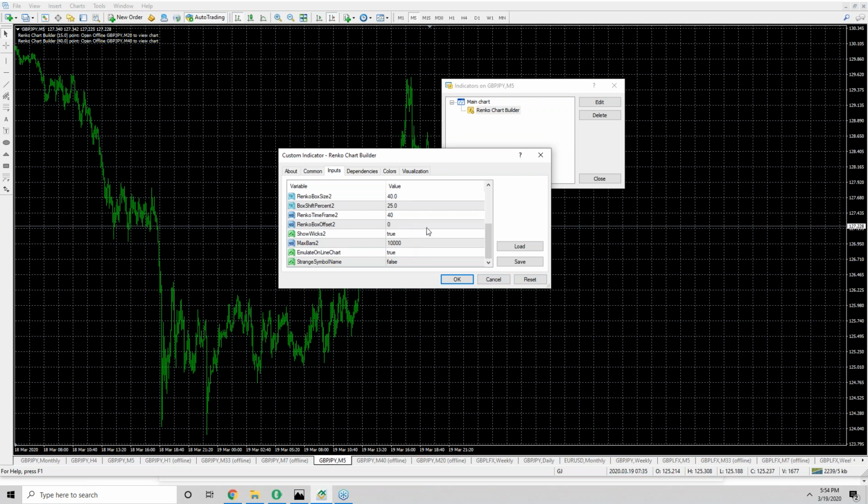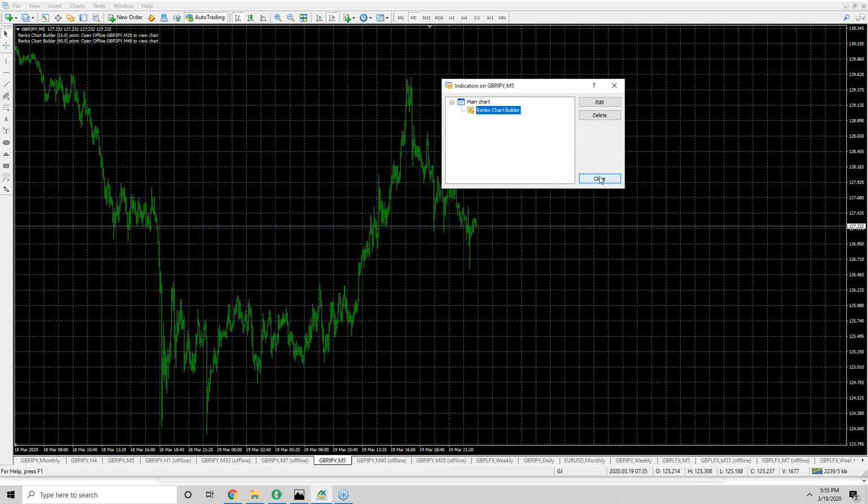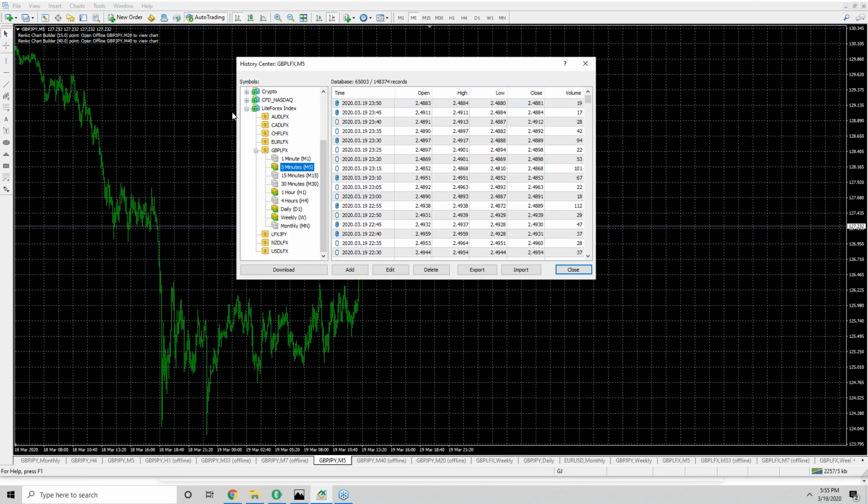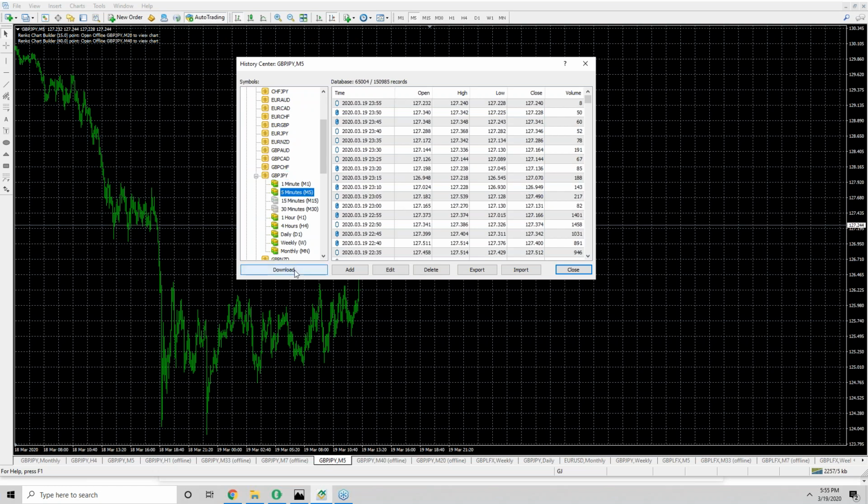If your broker is not giving you more, you can increase the number, and sometimes even that will not do the job. So what do you need to do then? You need to go here and download the history. Okay, tools, history center, and then you look for pound yen. So where's pound yen? Cross, and we see pound yen. Double click and look for the 5-minute chart. Candles came, and then start downloading.